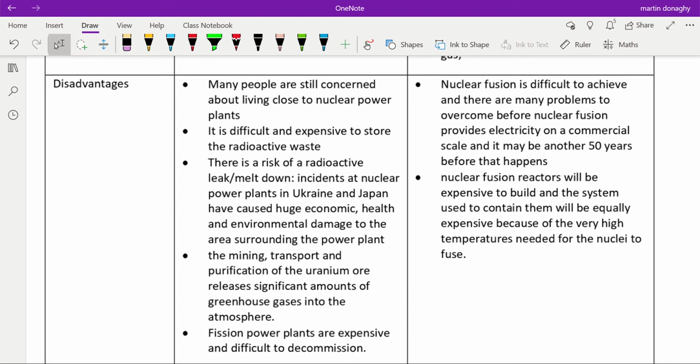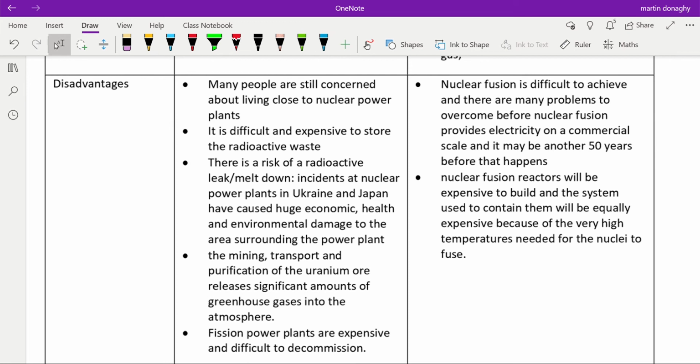Even though the fission power plant doesn't produce CO2, getting the fuel can produce carbon dioxide, so the mining, transport, purification of uranium is difficult. That will emit greenhouse gases into the atmosphere, and the power plants are expensive to decommission at the end of their lives. The main disadvantages of fusion then over here is it's really, really difficult to achieve.